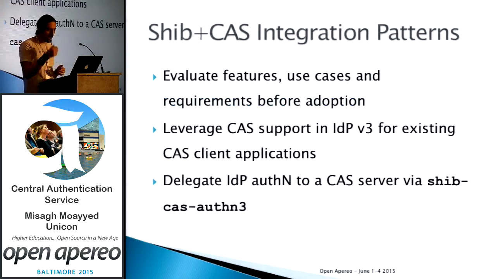So what would be the integration patterns? Do we need a Shibboleth Identity Provider? Do we need a CAS server? Do we get to authenticate with CAS? Do we get to authenticate with the IDP? How are we going to handle protocol support for various applications that we have? And so on and so forth.